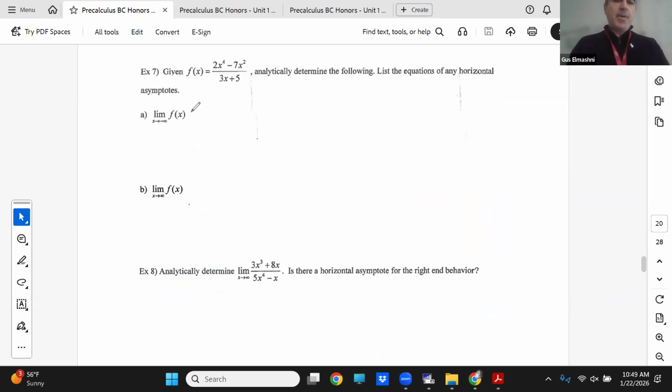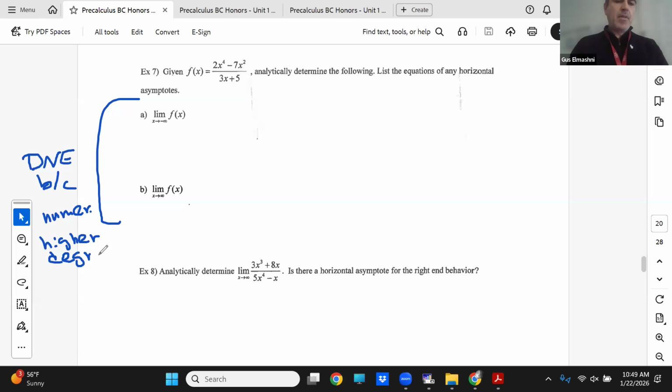So I know what's going to happen here is that this is going to be DNE, because the numerator is a higher degree than the denominator. How do you do this analytically, though? This part's not terribly obvious, but here's what you're going to do. You're going to rewrite this like this.